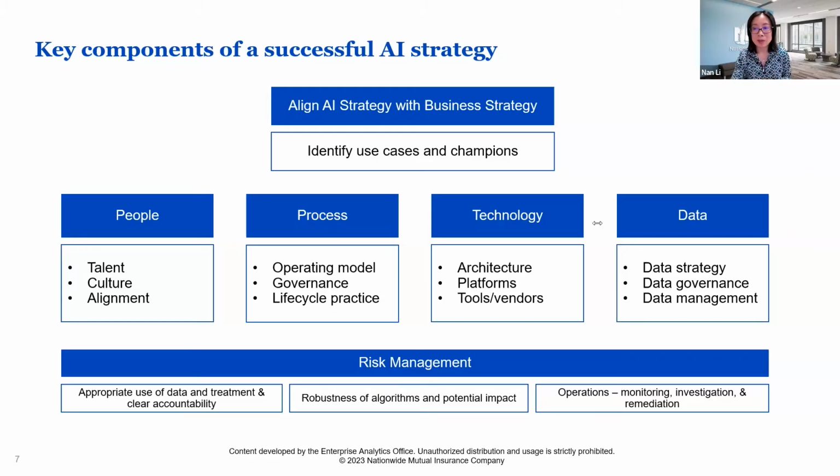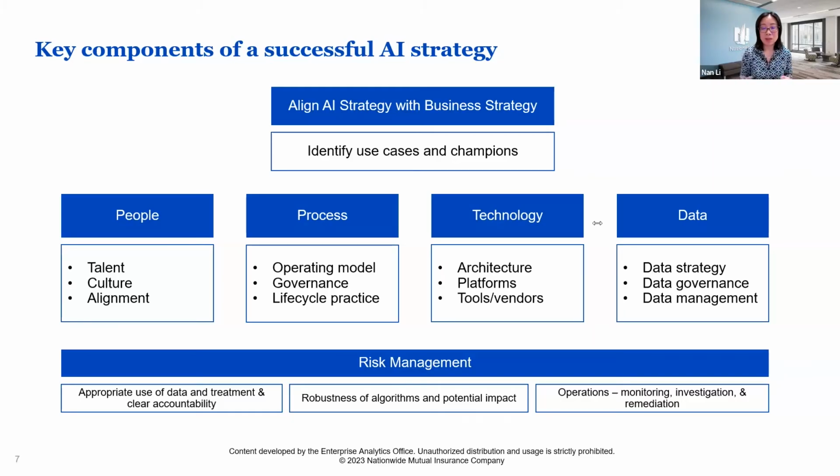Then the last component is data. Your data strategy needs to support your business and your AI strategy. In the past, data strategy focused on supporting insights and analytics, but the requirements and needs may be even more unique or advanced for implementing AI strategy. So you have to be aligned. Data governance is very important to ensure the quality of data. Then data management and data engineering are core capabilities you have to develop to support your AI applications.